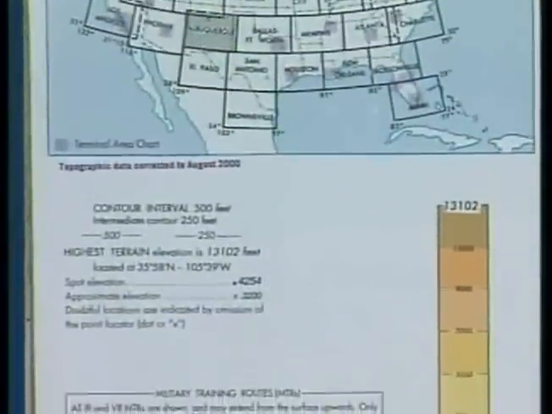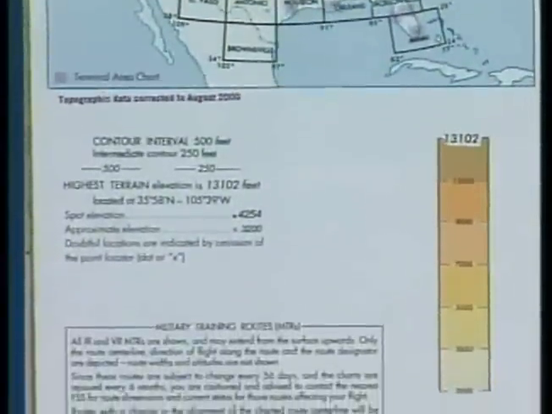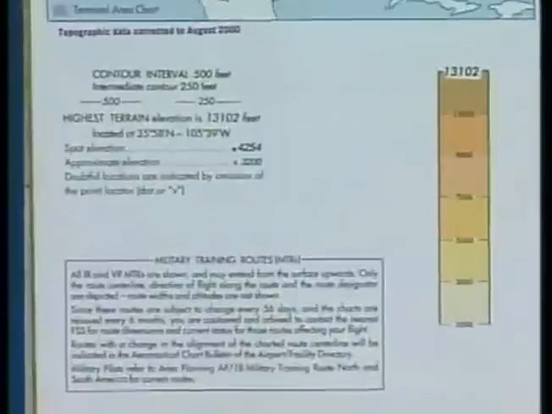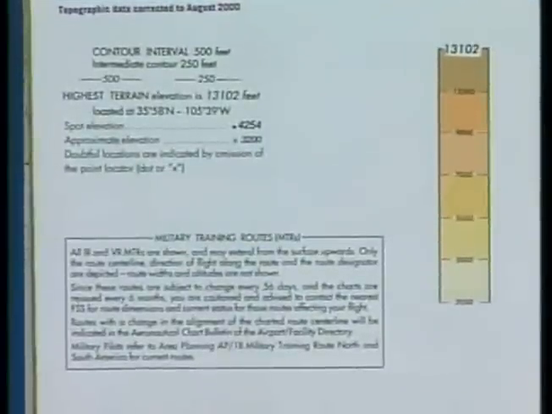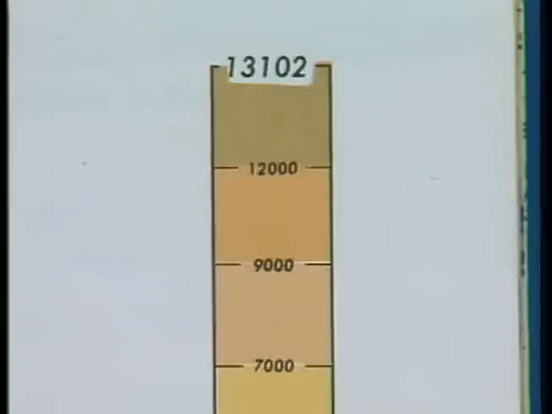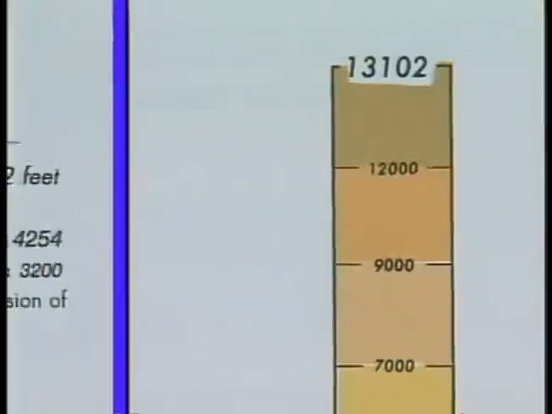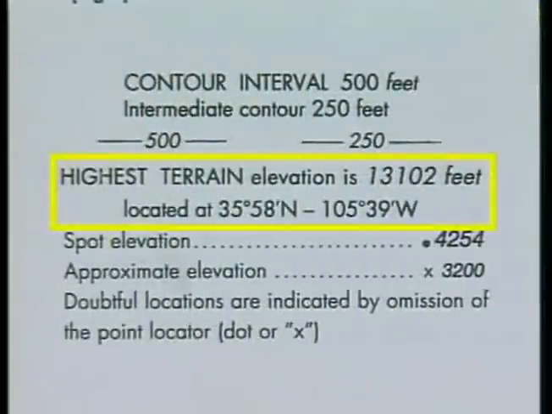Below the U.S. chart index, you can find information on chart elevation. The color bar gives you a graphic description of elevation changes. The highest terrain elevation on the sectional is printed at the top of the color bar, as well as to the left. Its geographic coordinates are also given.